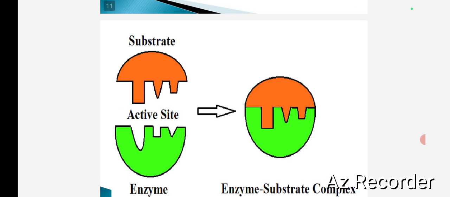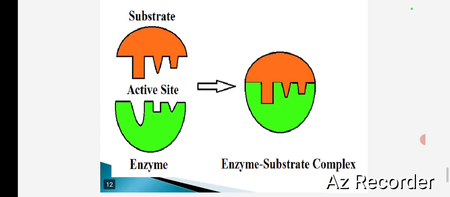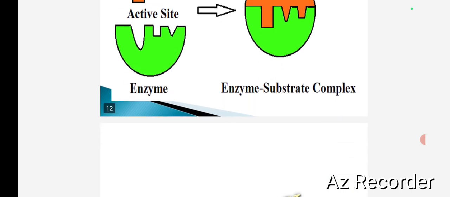Here the diagrams represent the induced fit theory. The enzyme's active site differs from the substrate binding site. Near the substrate, only then do the conformational changes take place in the active site of the enzyme. Then the enzyme-substrate complex is formed.